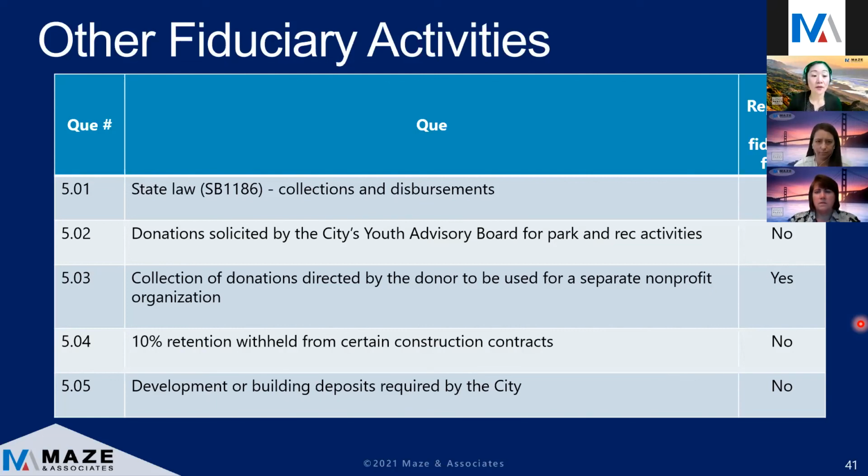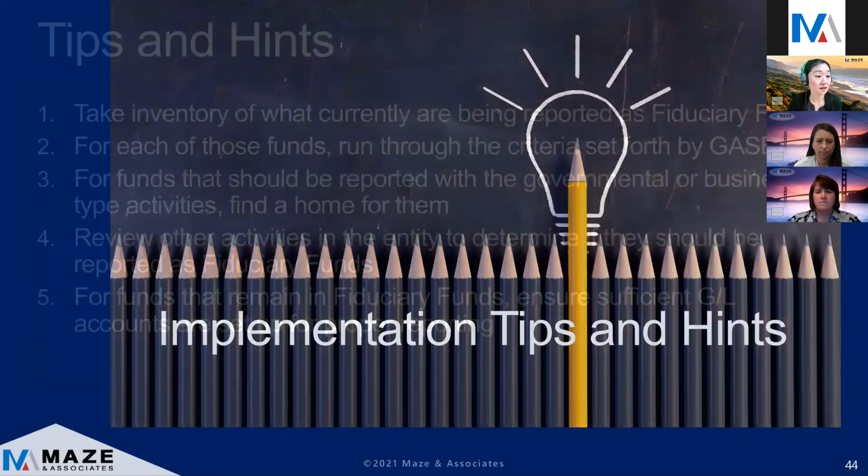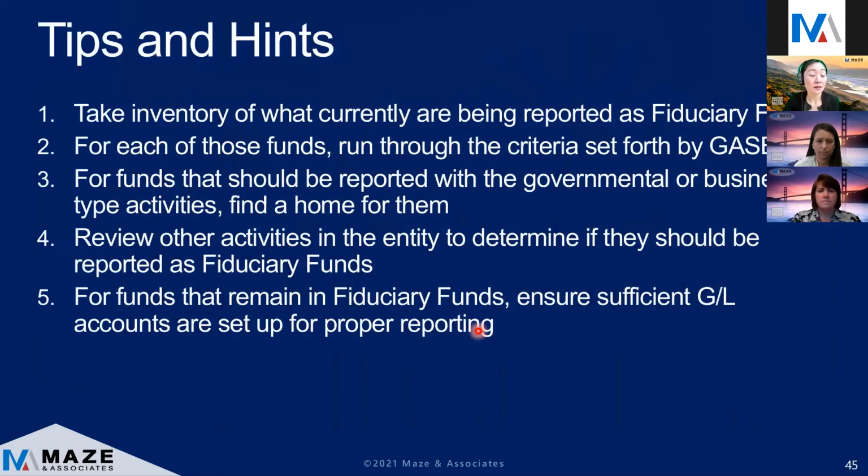All right, the last part of this, I just have some tips and hints. Again, don't be overwhelmed by it. First, take inventory of what you currently have in your fiduciary funds. For each type of those activities, go through the criteria set forth by 84, because I think that's the hardest thing, to just sit down and go through those.